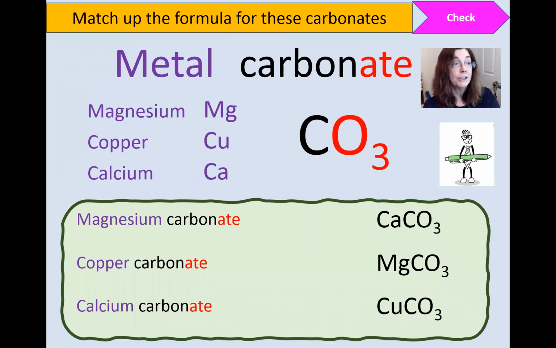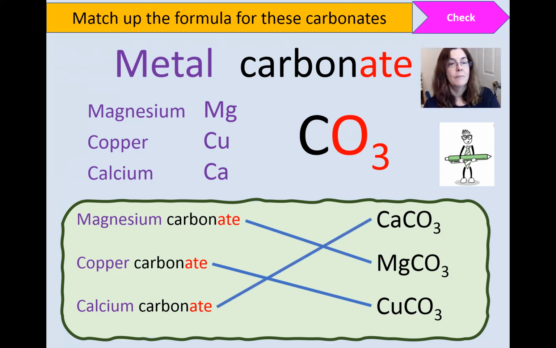Okay, so how did you do? Which one was magnesium carbonate? Yes, it was the middle one. Which one was copper carbonate? Well, copper is Cu, so we can match the name with the bottom formula, and that leaves calcium carbonate, CaCO3, as the top one. Okay, so if you've got all of those right, fantastic.